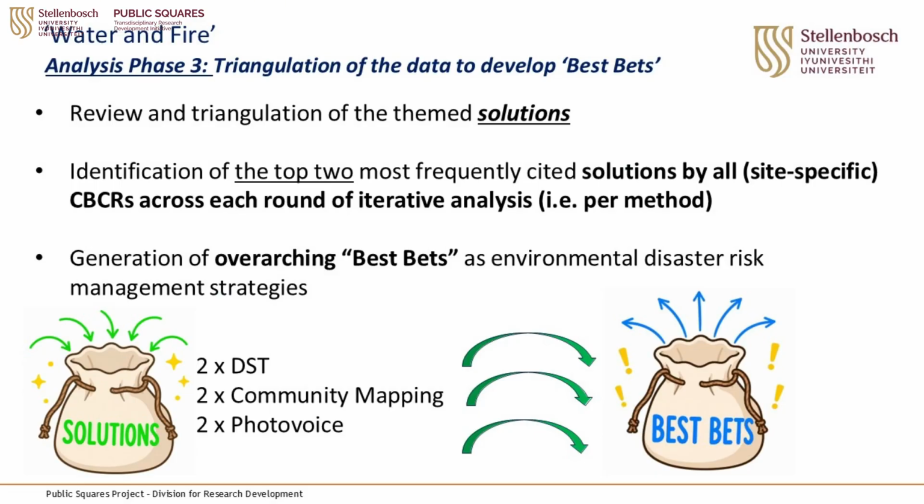Okay, and then the third phase was this triangulation of data to develop the best bets, where they then reviewed and triangulated the theme solutions. So the problems are important, but I can't go into all the detail, I just don't have time. Because we were looking for best bets for resilience action and for disaster risk management, the focus from this point was put on the solutions, right? For best bets, what are the best bets to counteract? What do we see coming out of these visual materials that are showing us what solutions are needed to either be amplified or gaps that need to be filled.